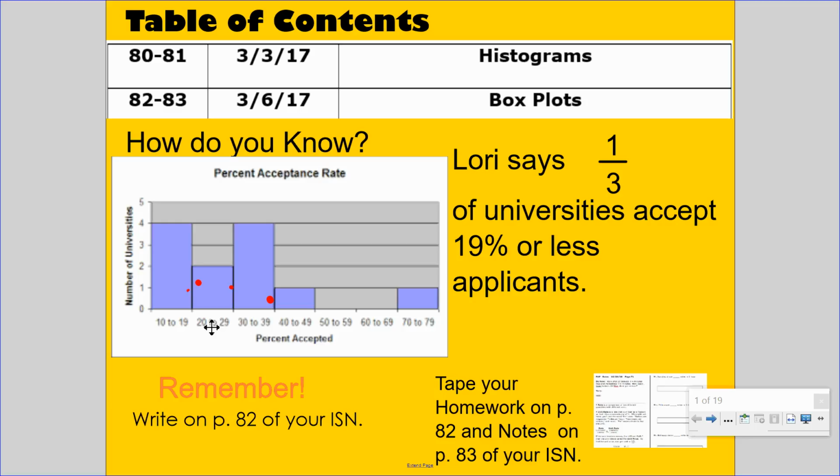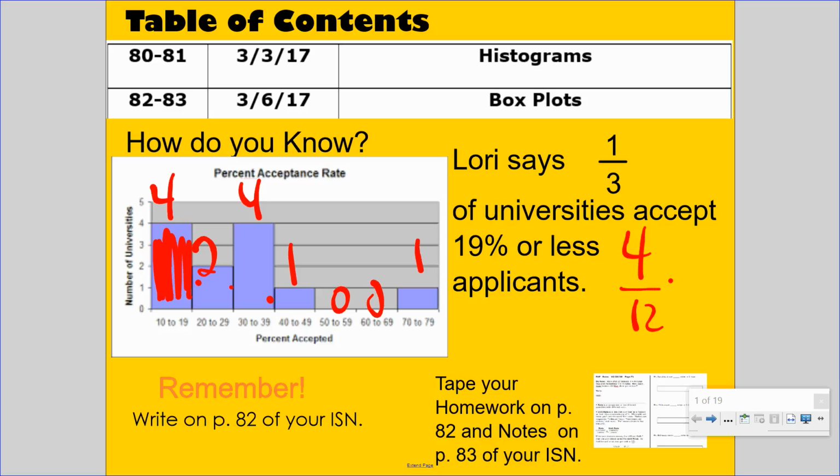Lori says 1/3 of universities accept 19% or less applicants. So where's the category where it's 19% or less? It is this category. So it's four universities, two, four, one, 0, 0, and 1. So there's 8, 10, 11. There are 12 universities in all. Of the 12, four accept less than 19%. That's 4 out of 12. To simplify, divide by 2, that's 2/6. Simplify again, it's 1/3. I totally agree with you on that one.